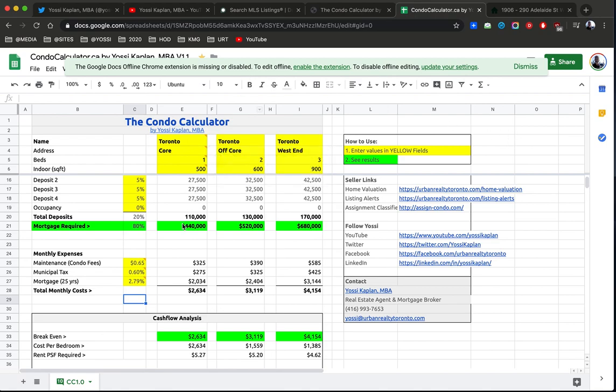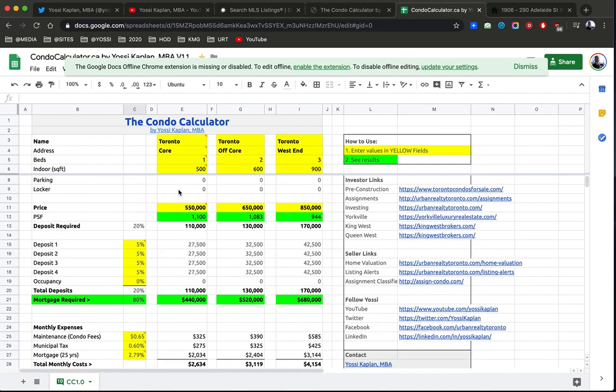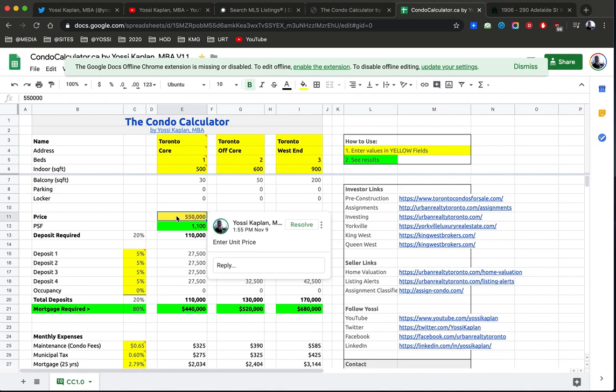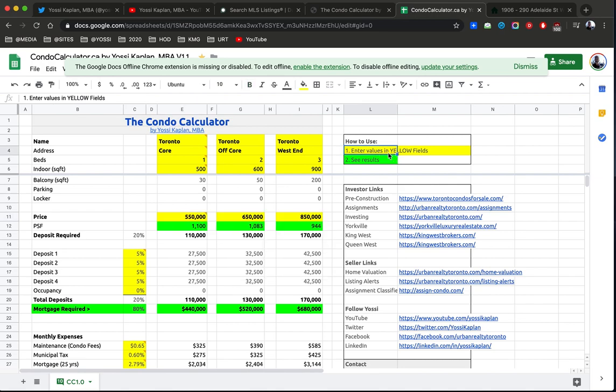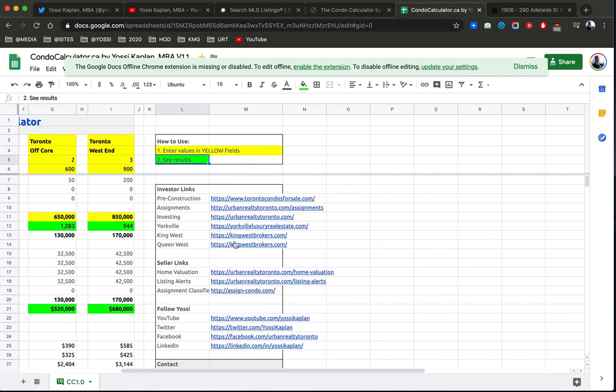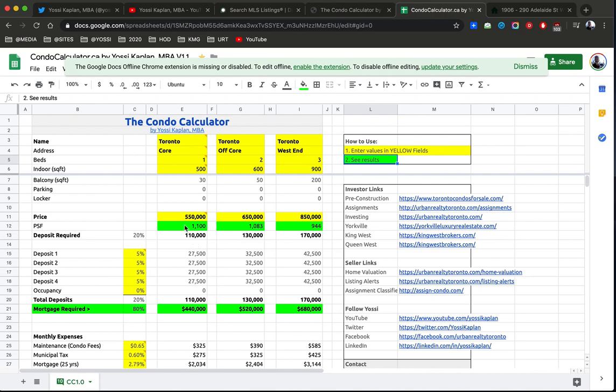Okay, the condo calculator. You can compare three condos here. So I put Toronto Core, one bedroom, 500 square feet, and I put the price of $550,000 for this one. Anything you see in yellow, enter values; anything you see in green, those are the results. So do not touch the green, just the yellow. So 550, you can put 500 if you want. And this relates to resale more or less. So obviously $500,000, 500 square feet, $1,000 a foot.